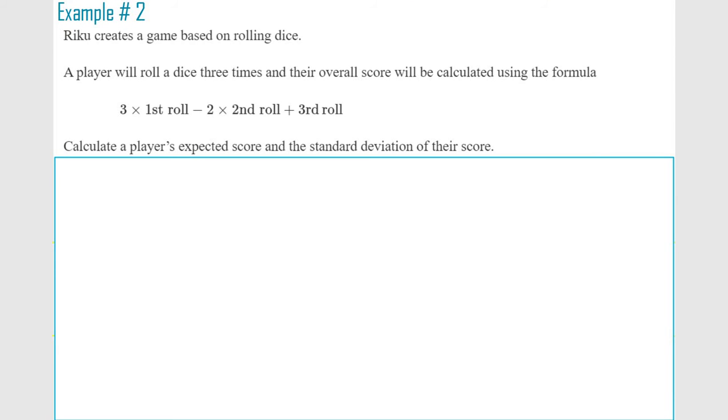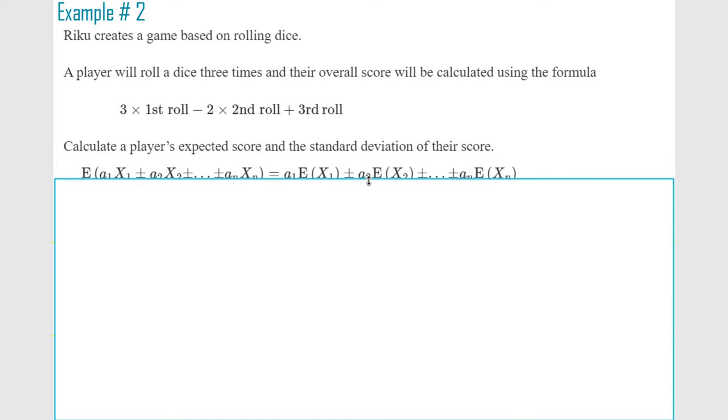Okay, so let's do another example. Here we're going to roll the dice 3 times. Then you subtract 2 times your second roll, and then you add your third roll. So what can I expect my score to be in the end? If I'm trying to bet that I'll have a certain amount in the end, I want to know what I should expect. So let's start with the expectation.